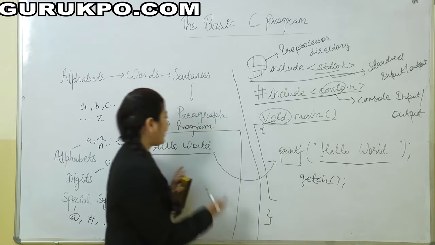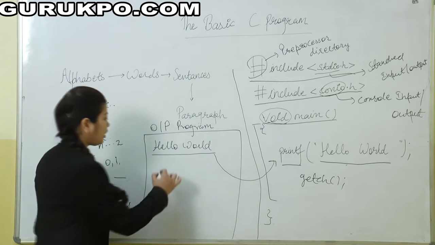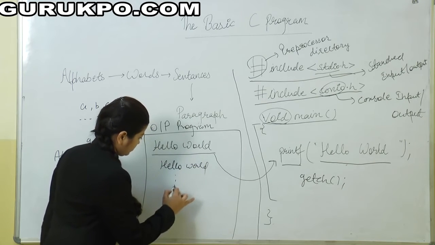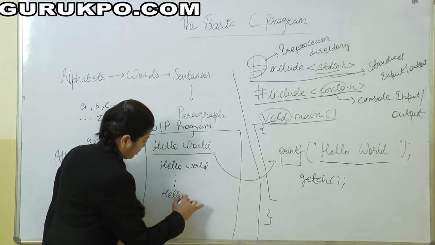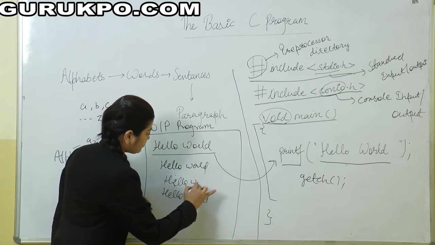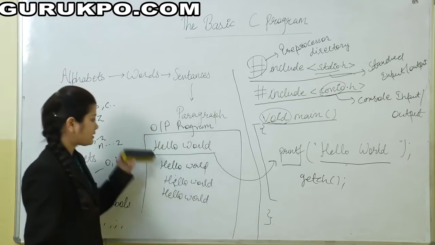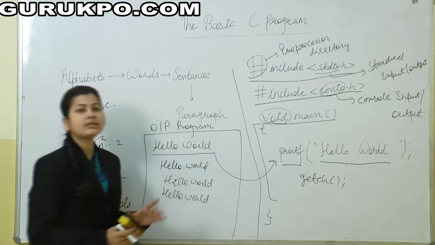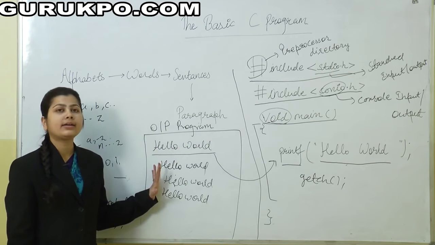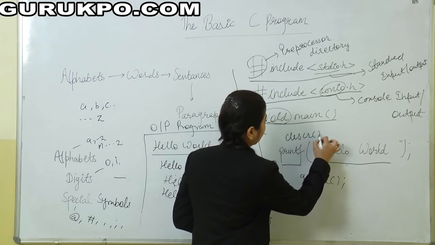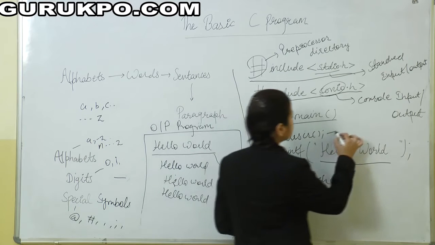And if we execute the program 3 or 4 times, hello world is displayed every time. If we execute the program 4 times, hello world displays again and again. So if we don't need the output again and again, we write clrscr. The full form of clrscr is clear screen.